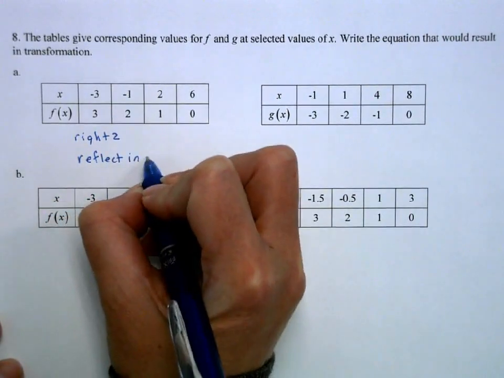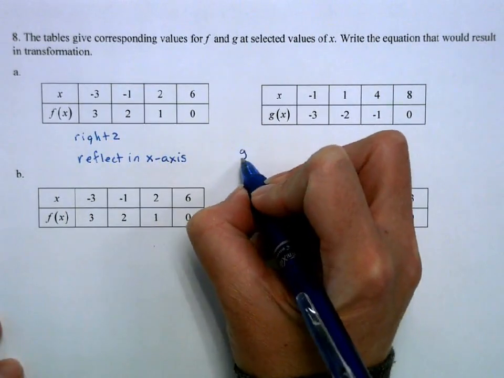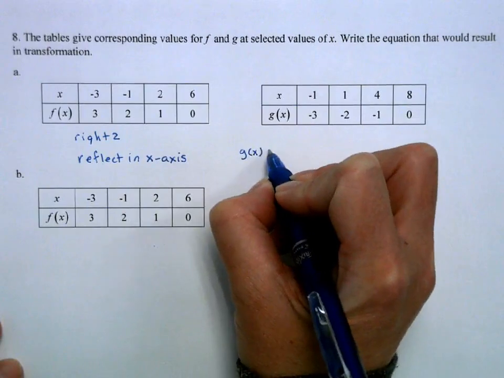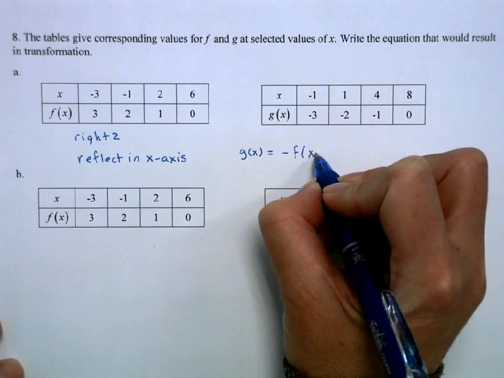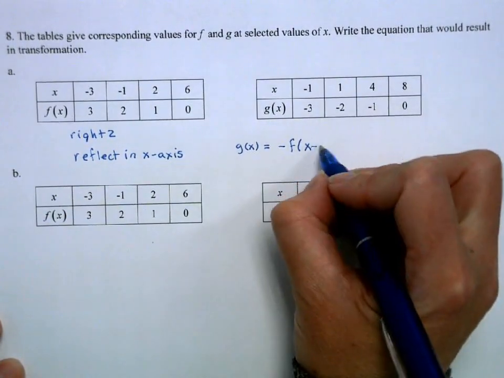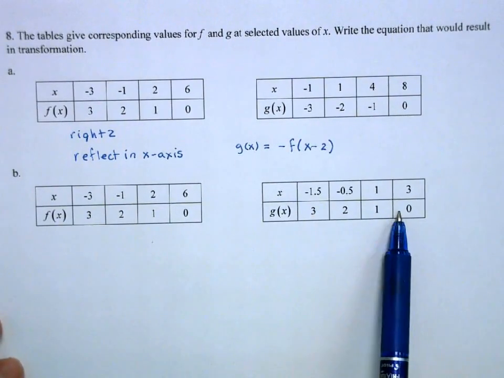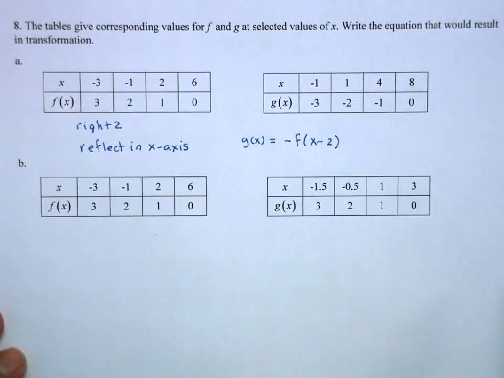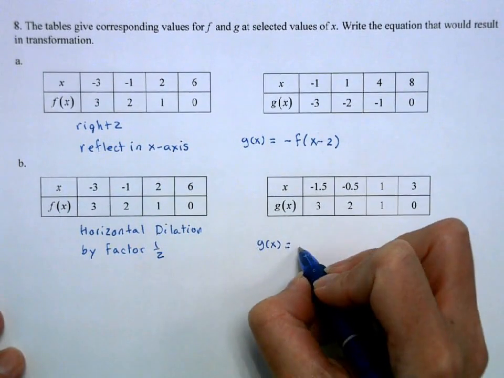So my equation for g is going to be a negative f of x minus 2, since it's going to the right. Okay, here my y values are staying the same, but my x values are getting multiplied by 1/2. Okay, so my g of x is going to equal f of 2x to get that horizontal dilation.